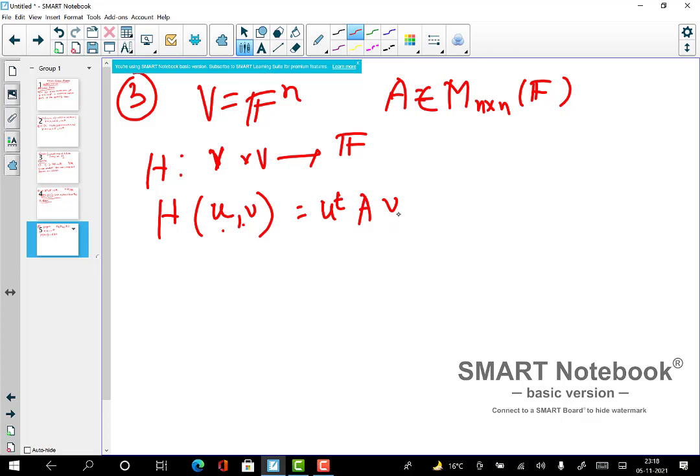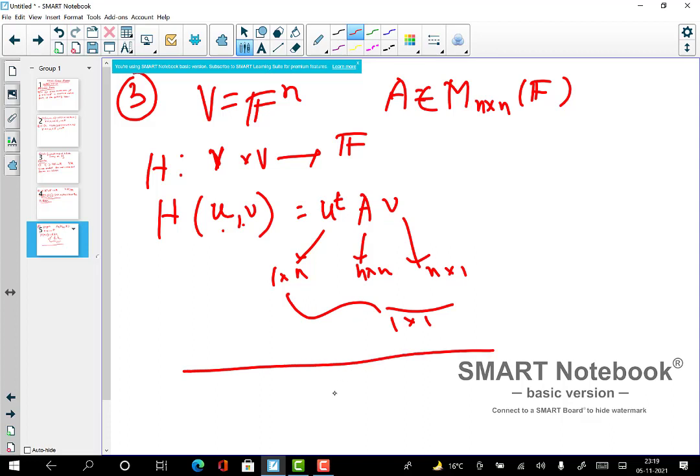So what does that mean? That means n cross 1, and this is 1 cross n, right? So this one is a 1 cross n matrix, this is an n cross n matrix, and this is an n cross 1 matrix. So when you take the product, ultimately it will be 1 cross 1, which means an element of F, right? 1 cross 1. So if you define by these, then it will be a bilinear form.